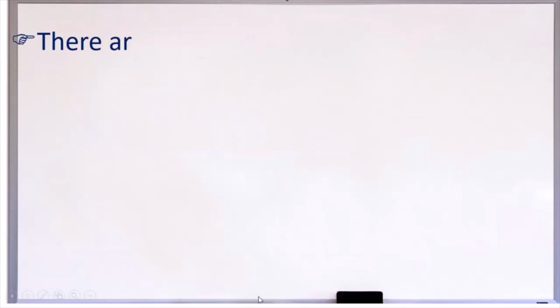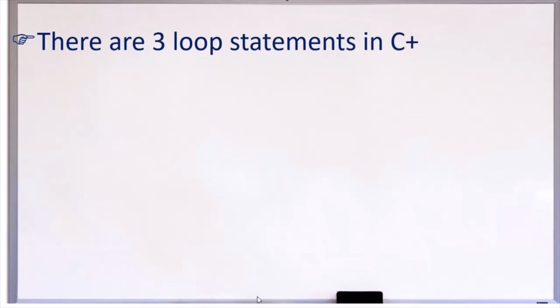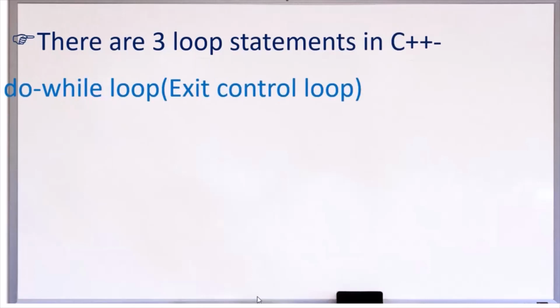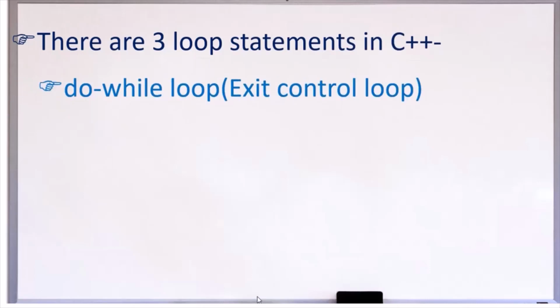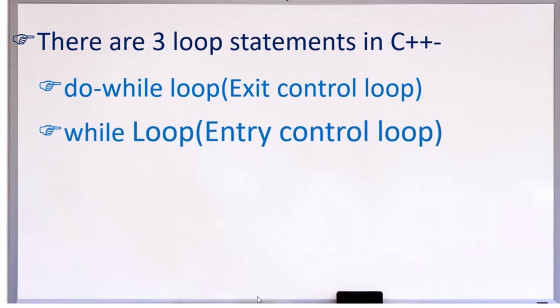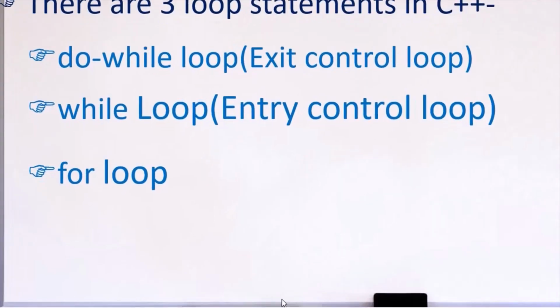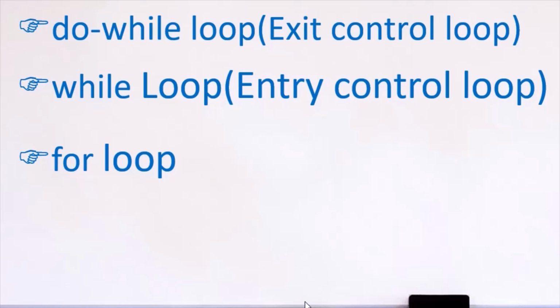When we talk about C++, there are three types of loops. That means the do while loop, also called the exit control loop, the while loop, also called the entry control loop, and the third is called the for loop, isn't it? If you have done C language, it will be clear to you. If you have not done C language, it's okay. We are doing practicals also for this.